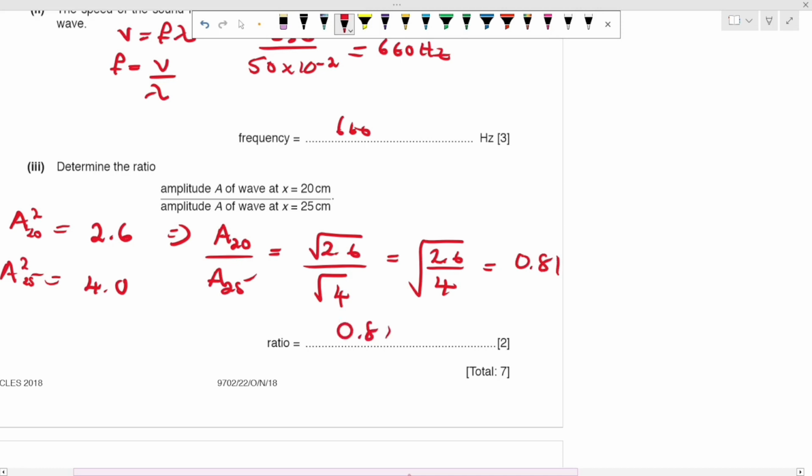Okay, what is Cambridge looking for? They're looking for the readings on this graph. If you can give them these readings, they give you a mark. Give them an answer, they give you another mark. So you have to look at the A squared at 20, the A squared at 25, then find the square roots of those to get the A at 20 as well as the A at 25.